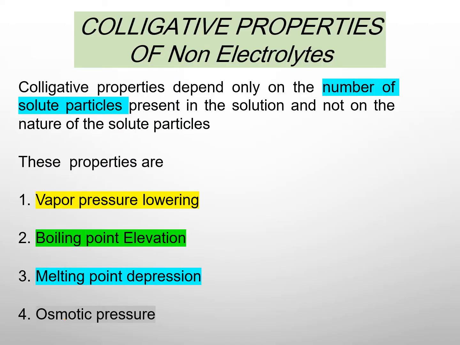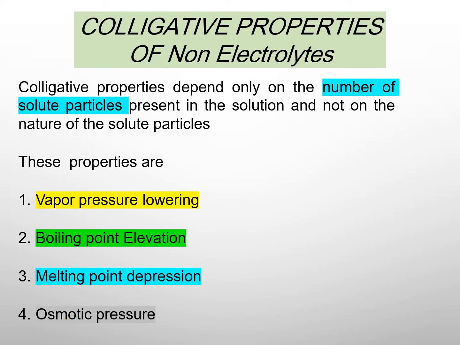Now coming to the next, that is colligative properties of non-electrolytes. Now what are these colligative properties? Colligative properties are those properties which depend only on the number of solute particles present in the solution and not on the nature of solute particles. So the number of solute particles will determine or affect these properties. Now what are these properties?